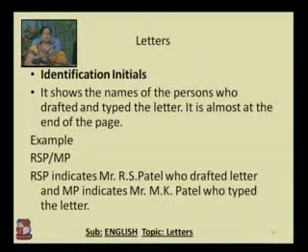For example, RSP slash MP. RSP indicates Mr. R.S. Patel, who drafted the letter, and MP indicates Mr. M.K. Patel, who typed the letter. So if you want to make any changes in the letters, then you can always ask Mr. R.S. Patel or Mr. M.K. Patel.